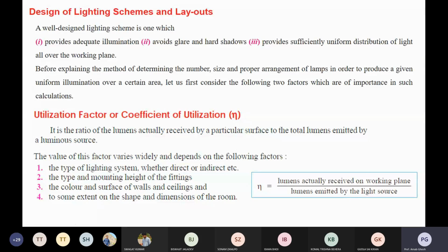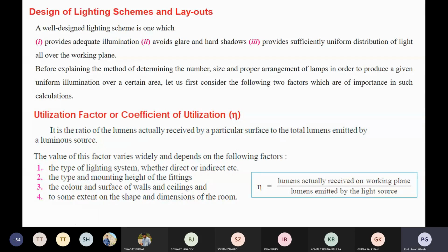Polar chart means how the candle power is distributed; it depends upon the source. If it is a point source, how the candle power is distributed. If it is a fluorescent lamp, then how it will be distributed. Everything was discussed, including what the different types of source are.